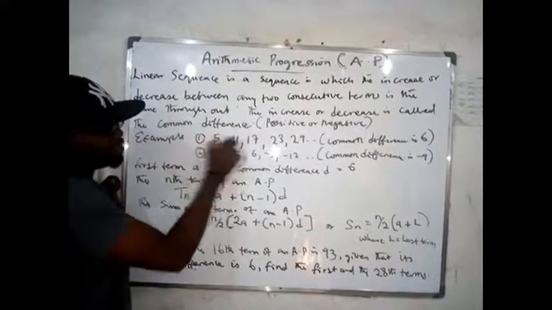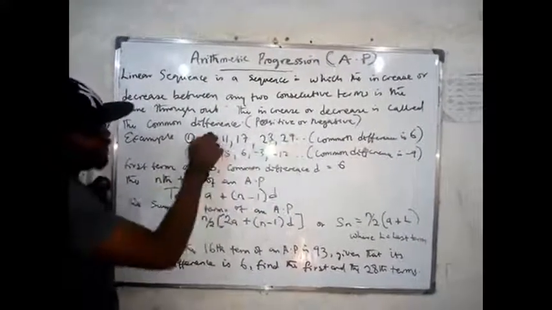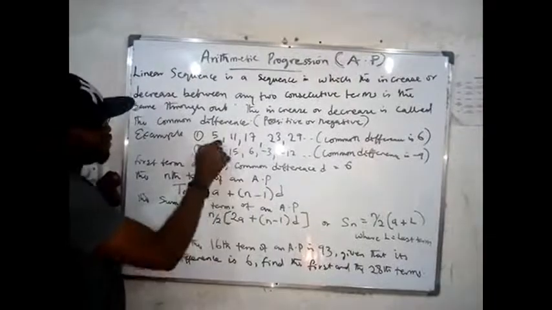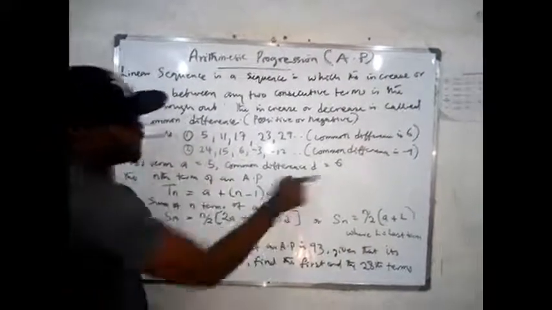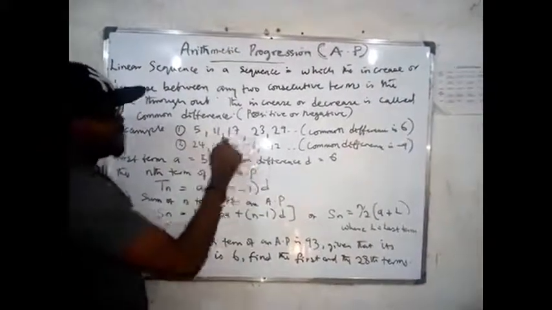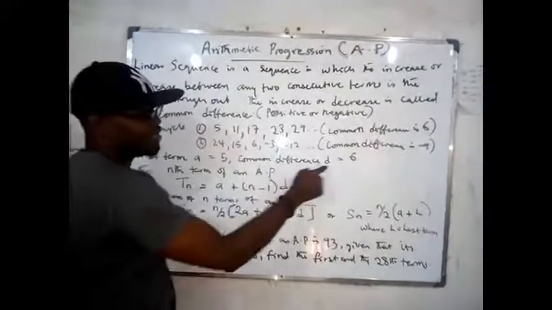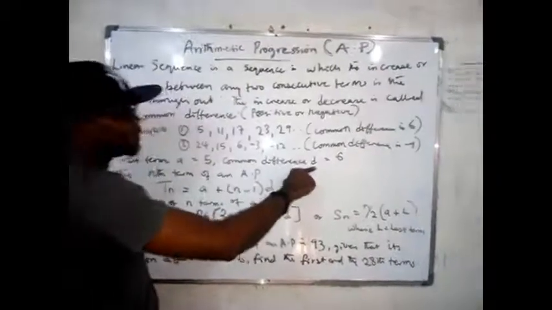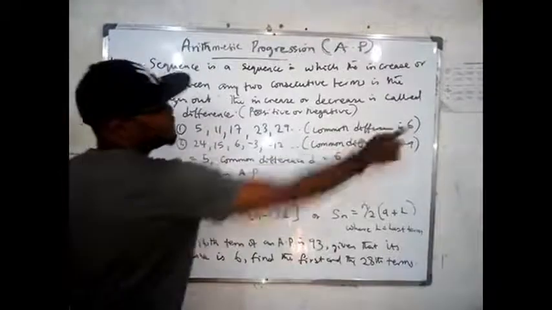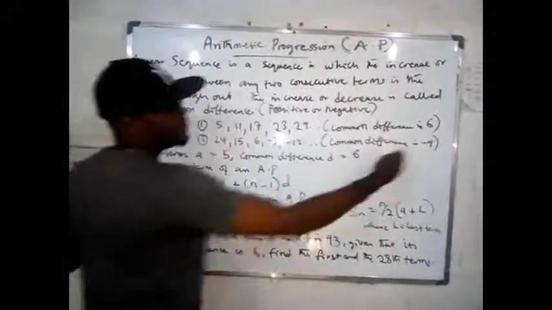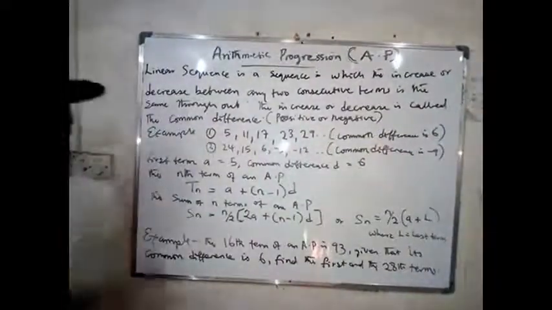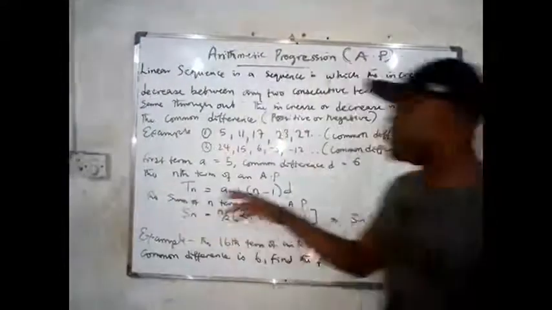The first term of this arithmetic progression is what? 5. The first term of this one is what? 24. The common difference, which is the difference between consecutive terms, is known as common difference. Is that clear? Represented with what? D. What's the common difference for this sequence? 6. What is that for this? Minus 9. Now, it will be important to calculate the nth term of an AP.